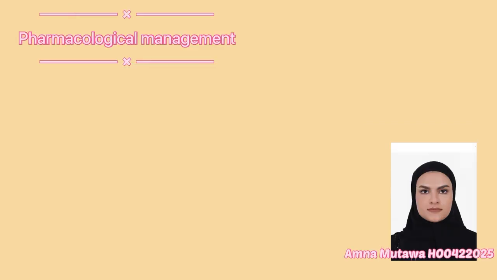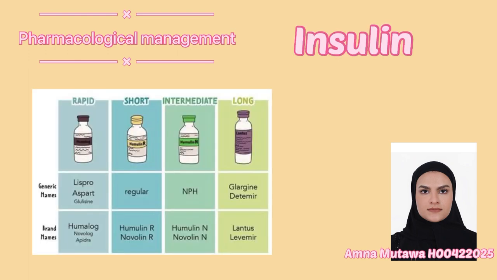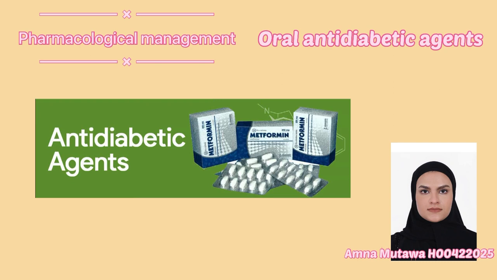Type 2 diabetes can be treated with different types of drugs. Insulin is a drug used to manage blood glucose level. It's grouped into several categories based on the onset, peak, and duration of action. Second, oral anti-diabetic agents like metformin, gliclazide, and sitagliptin. They all work in different ways to control blood glucose level.